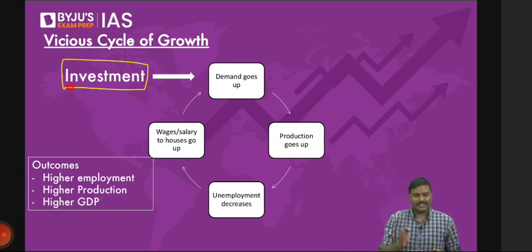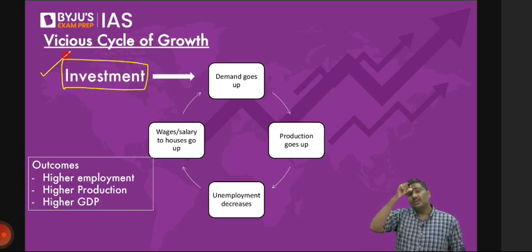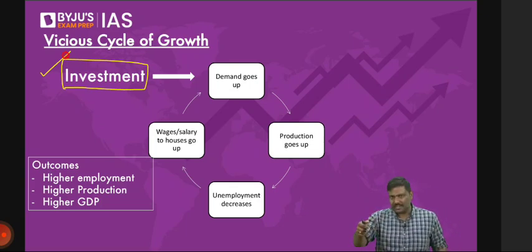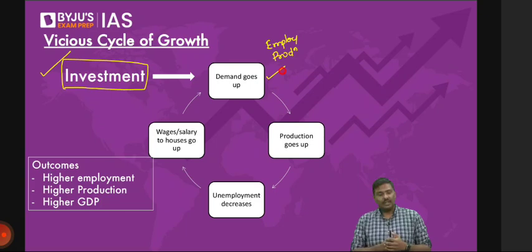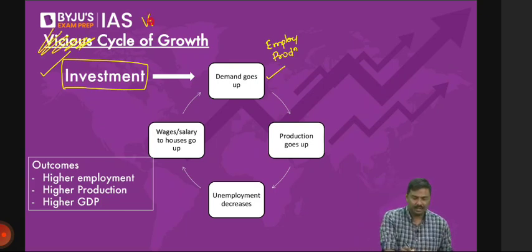A simple question to you: when investment goes up, when companies and the government start investing, don't you think employment will go up? Don't you think the production of goods and services will go up? The demand for raw materials will increase. I've written vicious here, but it's a virtuous cycle. My mistake.